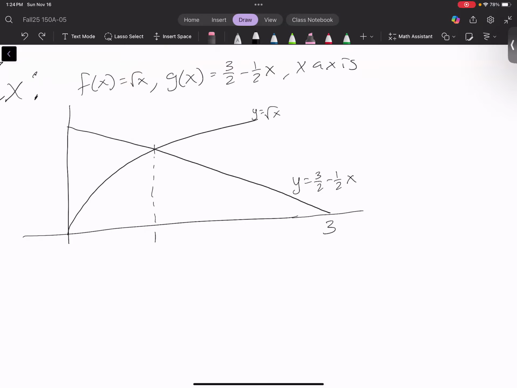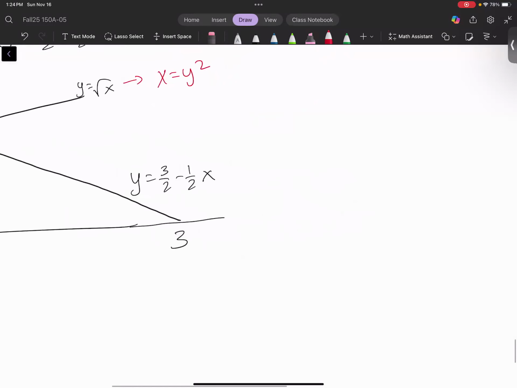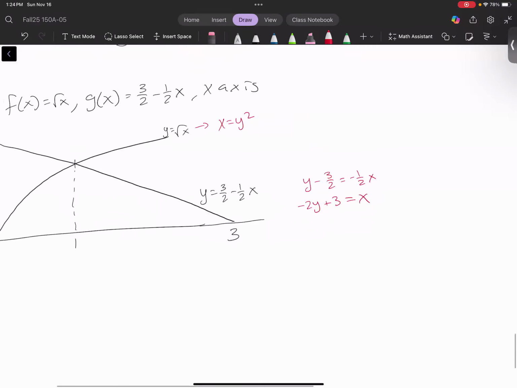Now, we have to reframe our functions with respect to y, which means we have to solve for x. So for this first one, x equals y squared, that's easy. We just square both sides. This one, let's see, we'll have y minus 3 halves equals negative a half x. And we multiply both sides by negative 2. We get negative 2y plus 3 equals x.